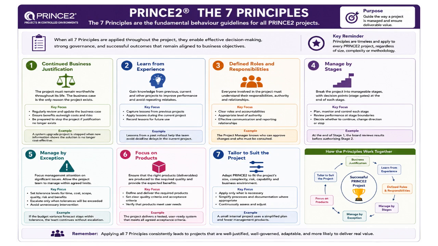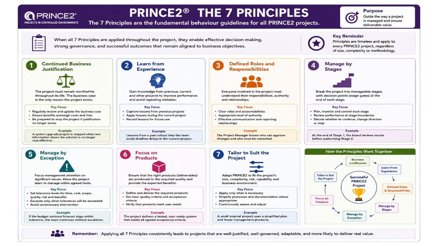The fifth principle is managed by exception. In PRINCE2, tolerances are established for areas such as time, cost, quality, scope, risk, and benefits. As long as work remains within these agreed tolerances, the project team can operate autonomously without constant escalation. Senior management only becomes involved when exceptions occur or tolerances are forecast to be exceeded. This principle improves efficiency and empowers teams while maintaining governance control.